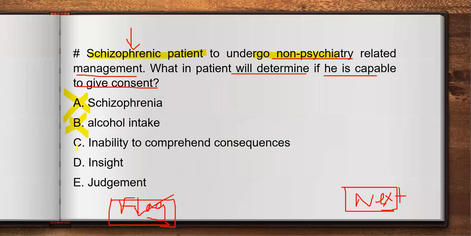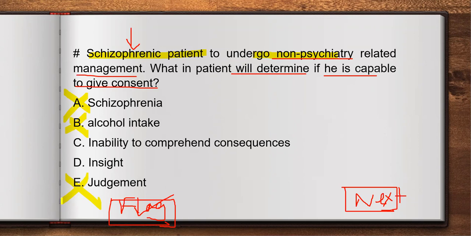Now, if you see the next option, insight. Now, remember one thing. Obviously, in the exam, you will always be confused between two options. You can exclude judgment also, because judgment is also important, but not as important as insight. Any patient who doesn't have insight cannot give consent to any procedure, even if it is medical, surgical, psychiatric. So insight is the most important thing to make sure that they are able to give any consent.